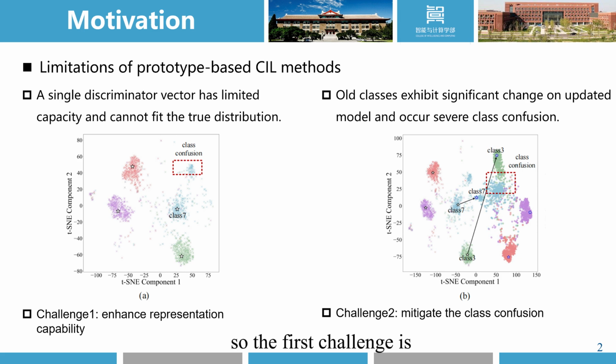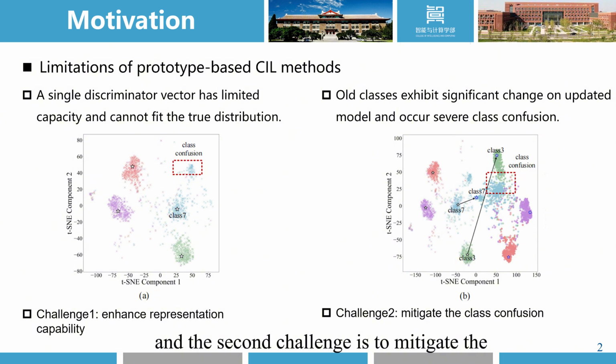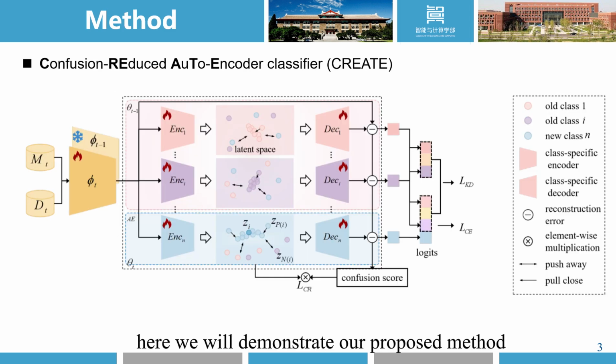So the first challenge is how to capture the essential characteristics of classes, and the second challenge is to mitigate the effect of overlapped features on the dynamically changing model. Here we will demonstrate our proposed method.